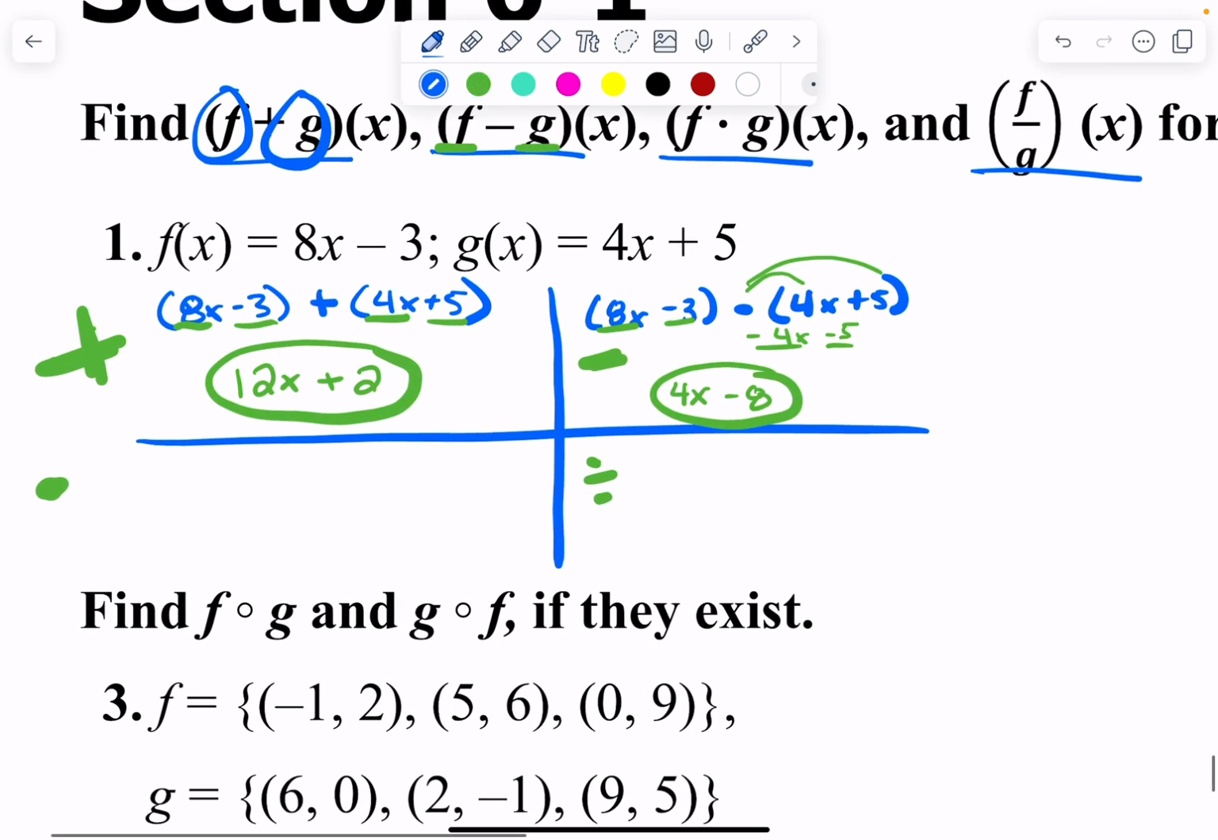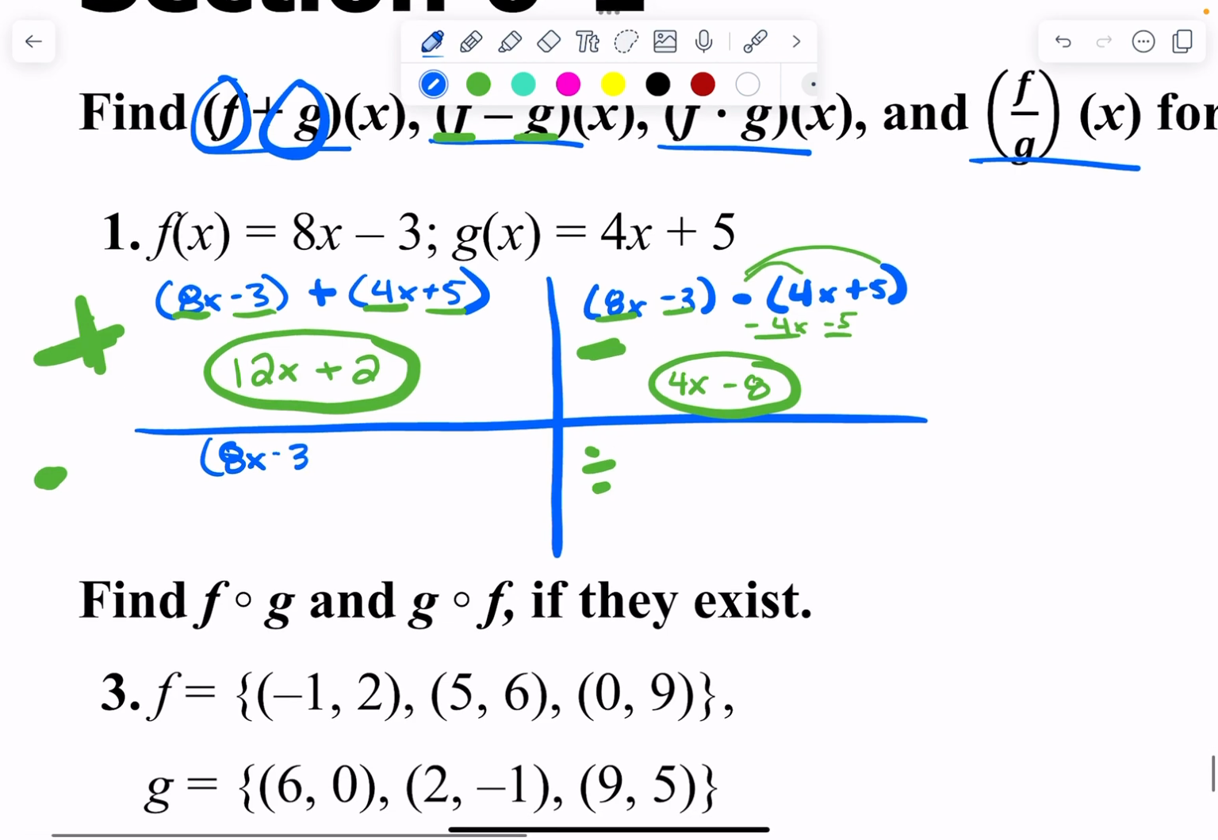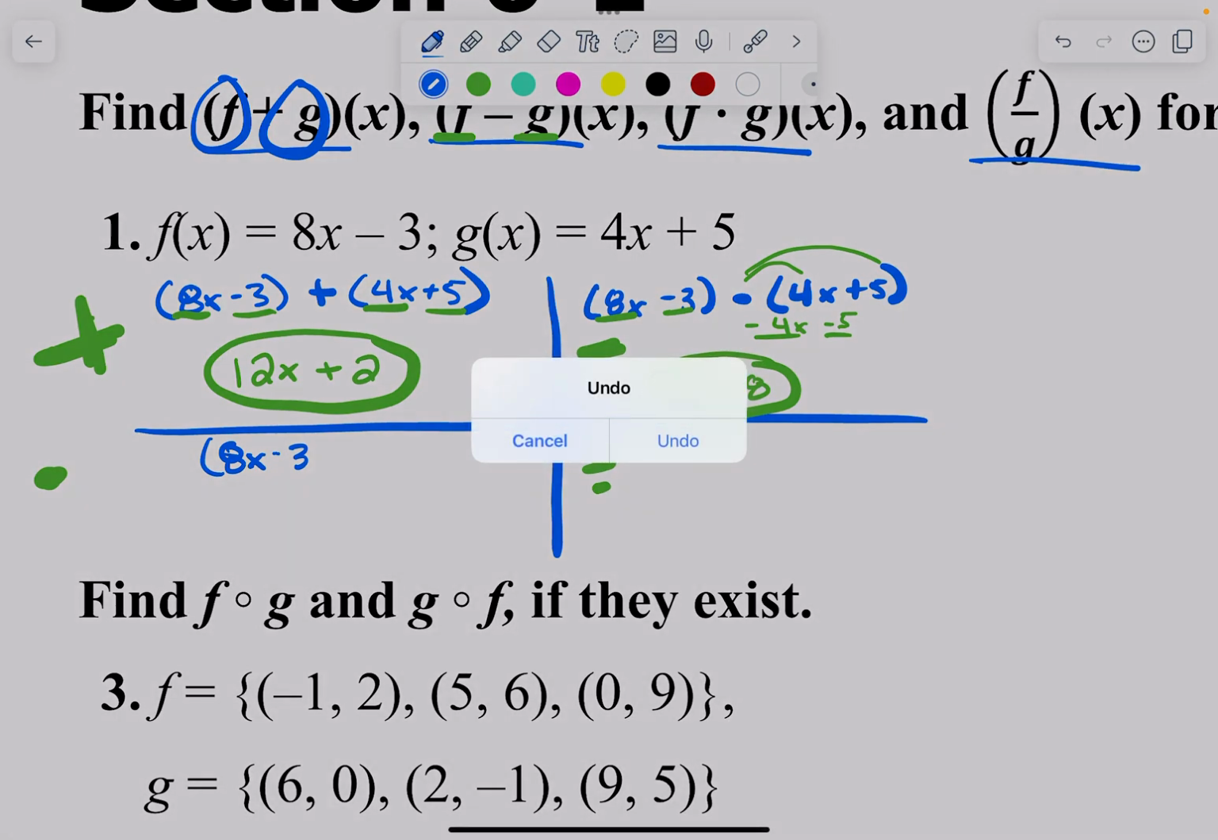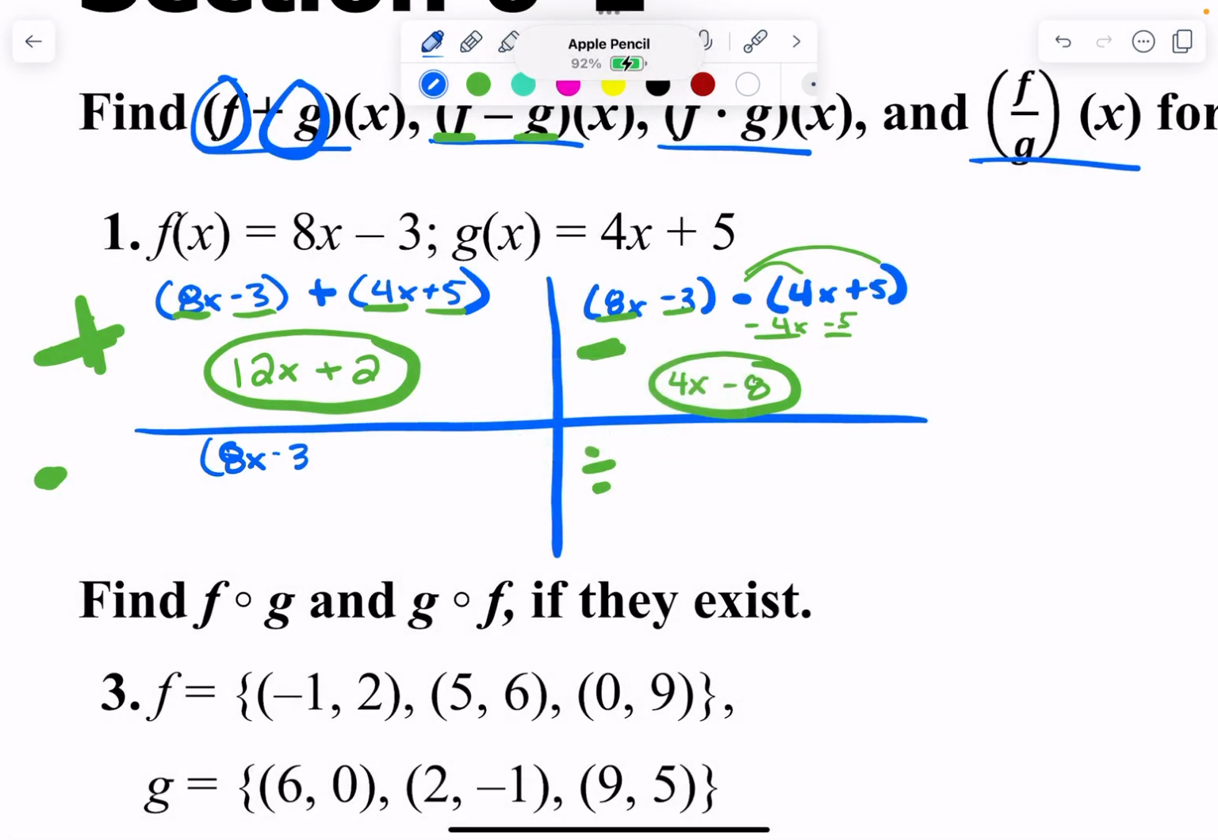When I'm multiplying those out, I've got 8x minus 3. Well, goodness, sister. Yeah. Hold on just a second. Here. Hold on. Father. How do I get something done?